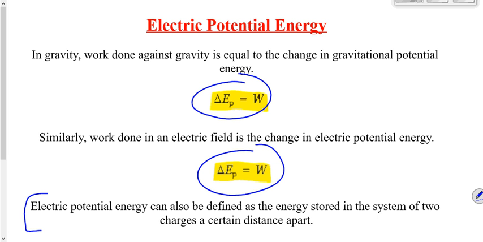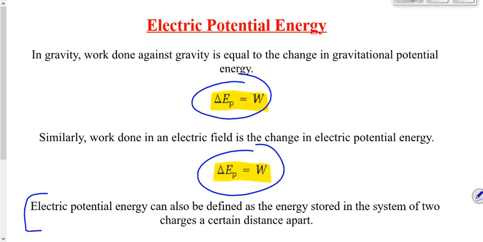But strictly speaking, that definition should have been a little bit more general. It should have said the energy stored in a system of two masses a certain distance apart. The energy stored in the system of this eraser and the Earth while they're 1 meter apart. Or the energy stored in a system of this laptop and the Earth while they're 3 meters apart. The energy stored in the system of two objects a certain distance apart.